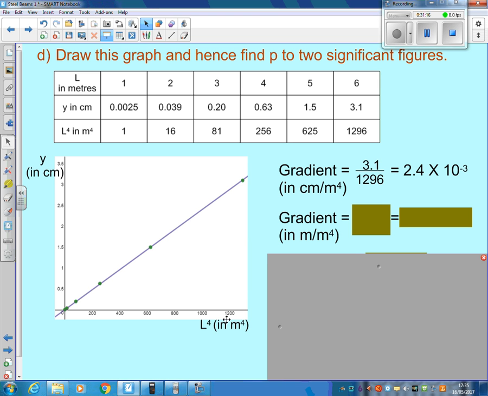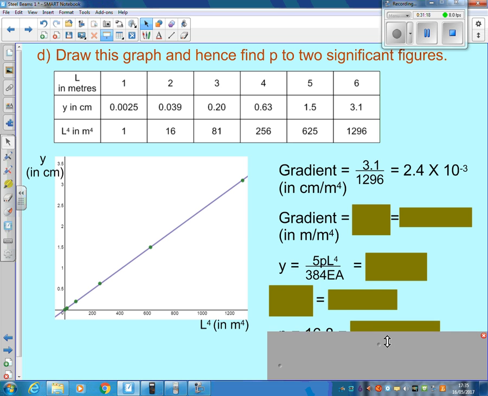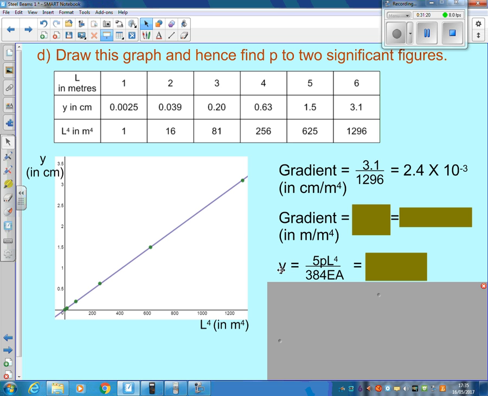I want it in meters as against meter to the power of 4. Then I can put it into my equation, because my equation requires meters. Well, the easy way to think of this is to think, what would have happened to that 3.1 centimeters if I'd written it in meters? Obviously, it's not going to be 3.1, it's a lot less. You divide by 100 centimeters in a meter, so you get 0.031 meters.